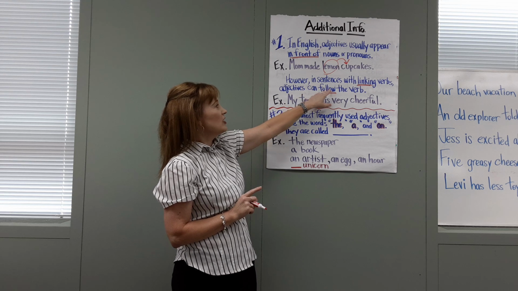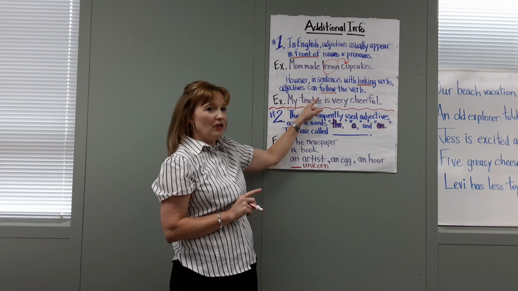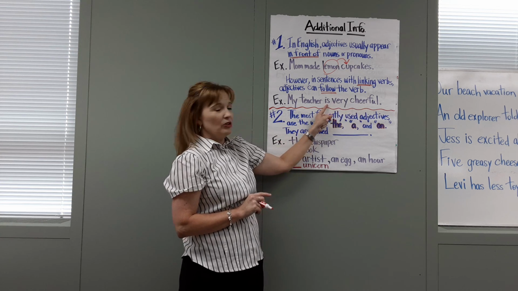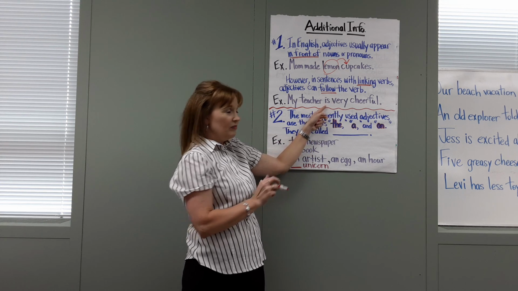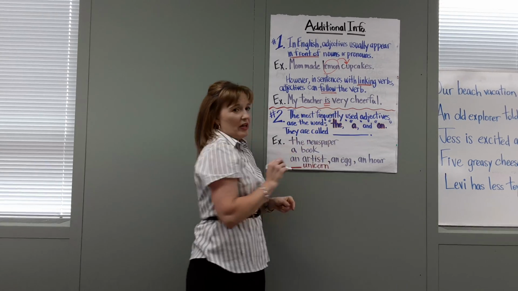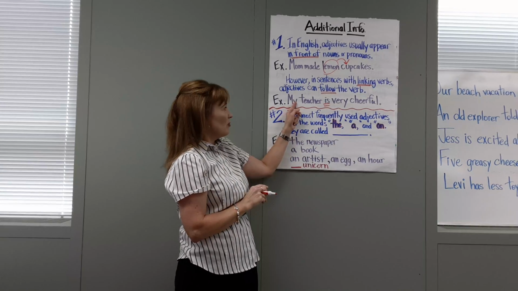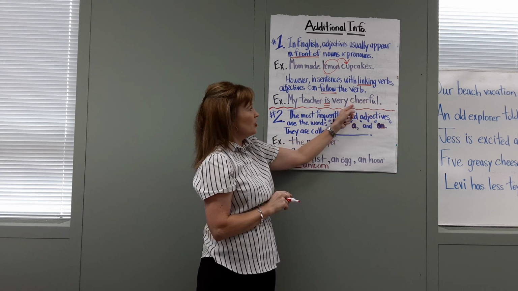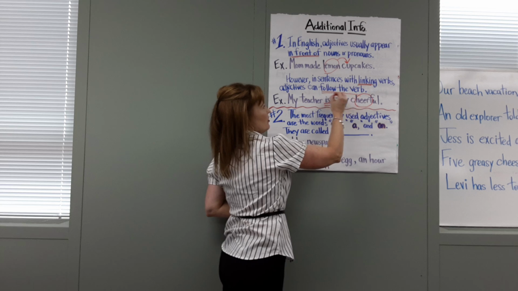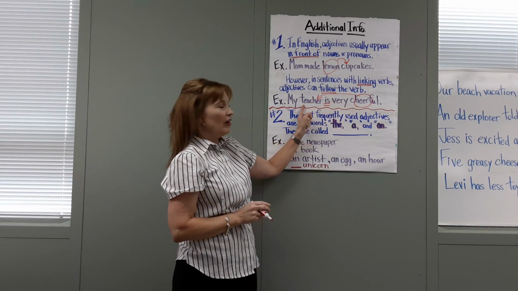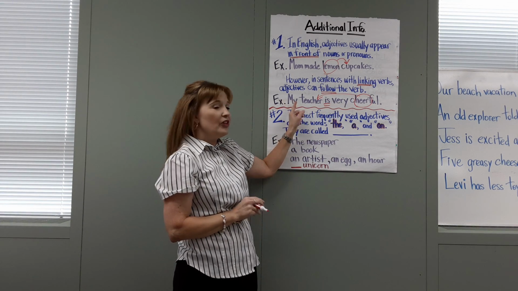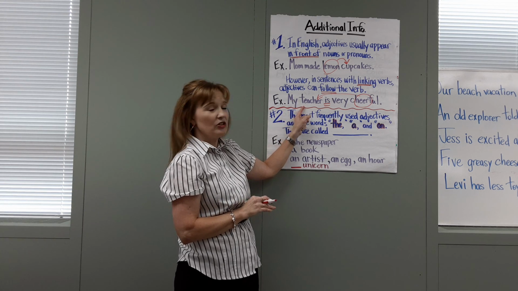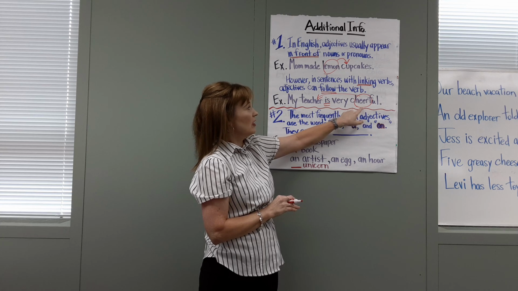However, in sentences with linking verbs, adjectives can follow the verbs. Look at this sentence. My teacher is very cheerful. We learned in a previous video that is a linking verb. It doesn't show action, and it links something in the subject to something in the predicate. What word describes teacher? It's cheerful. That's an adjective. Teacher's your noun. But look, cheerful did not come right beside teacher. So if you think, oh, adjectives have to be directly in front of the noun or pronoun, that's not true. They can be in other parts of the sentence.